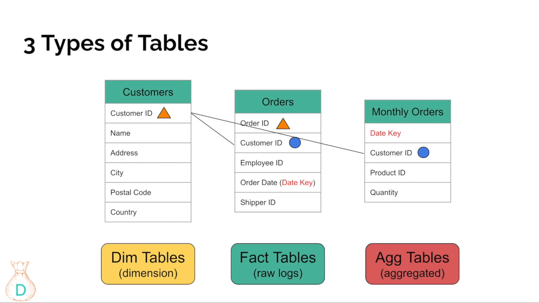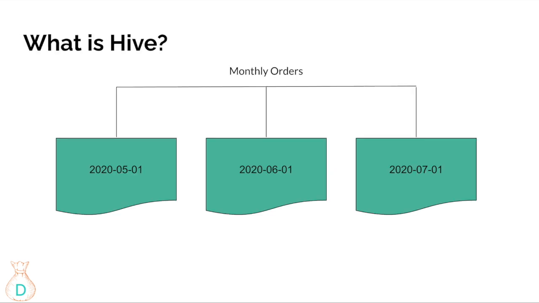Because most of the time companies, especially a company that has a lot of data, will try to store data in Hive, which is a filing system that's partitioned by date. Just to give an easier example, in the monthly orders table, the data will be stored in files based on, like, May, June, and July.